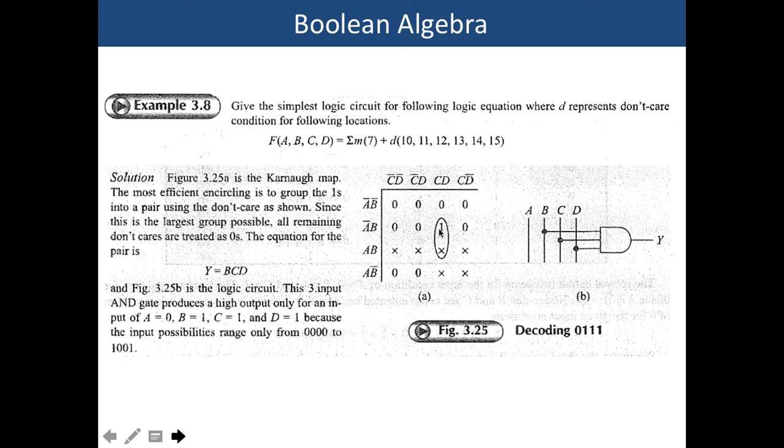Here is 1, then 8, 9, 10 is cross, 11 is cross, 12, 13, 14, 15 are crosses. In the remaining locations we will write the 0. Okay.